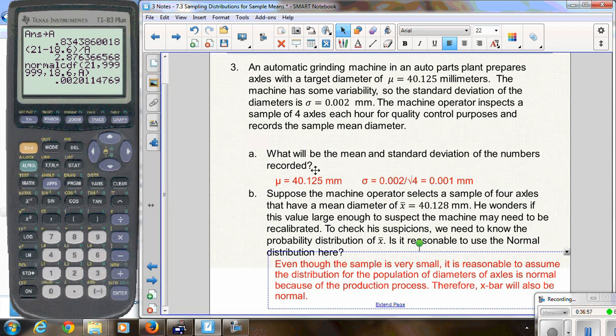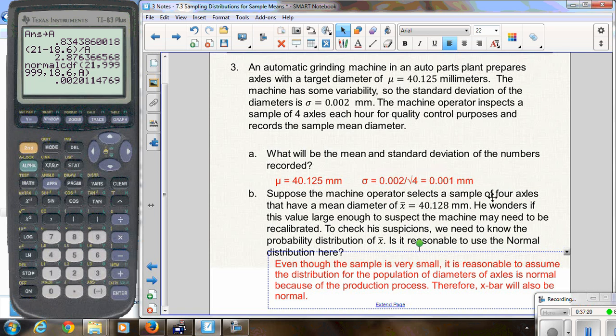Again, the mean of my sampling distribution is going to be the same as it is for the population, 40.125 millimeters. Don't forget to use units when you're dealing with mean and standard deviation. We didn't need to use them with a proportion. The standard deviation is just going to be the standard deviation of my population divided by the square root of 4, which is going to end up being 0.001 millimeters.